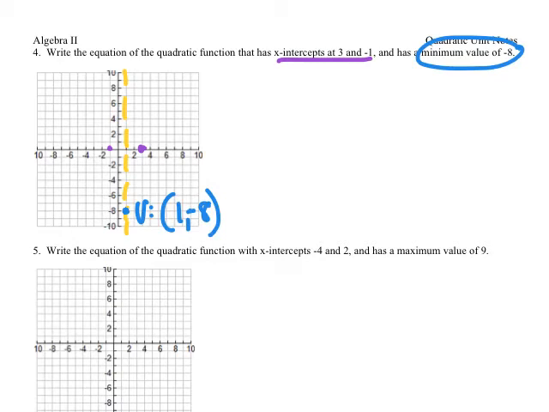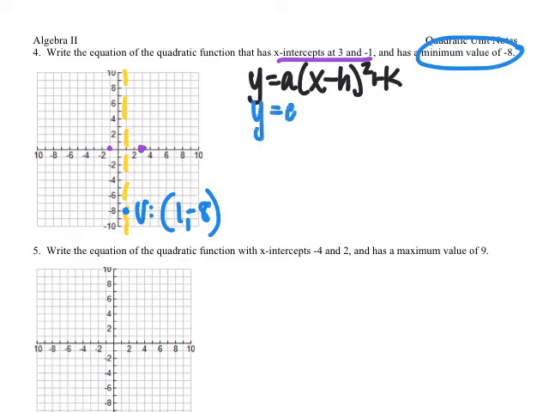So now we can use the same process we've been using before. We can write down y equals a times (x minus h) squared plus k. We can input our vertex, so y equals a times (x minus 1) squared minus 8. And now we can use one of the points on our parabola to find a. I have two different points to choose from. I have the point (3, 0) and the point (-1, 0). You can choose whichever one you want.